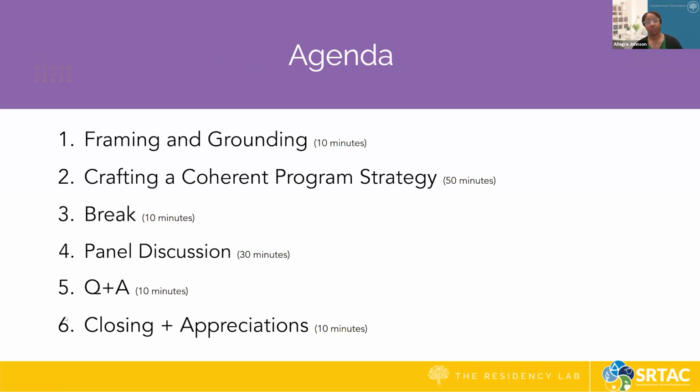We'll spend about the first 50 minutes talking about coherent program strategy, and it won't just be me talking at you the entire time. There will be opportunities for engagement and input, and then also a breakout room session. We'll take a break. We will have a panel discussion. We'll have a Q&A, and then we will close out for the day.